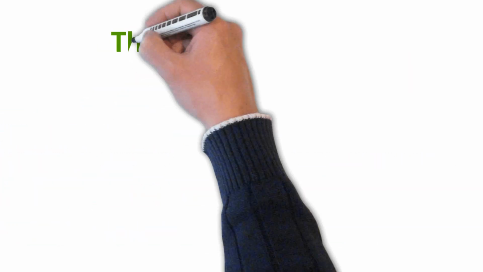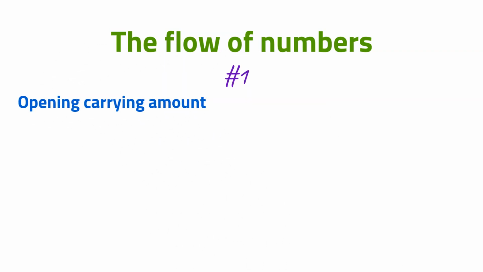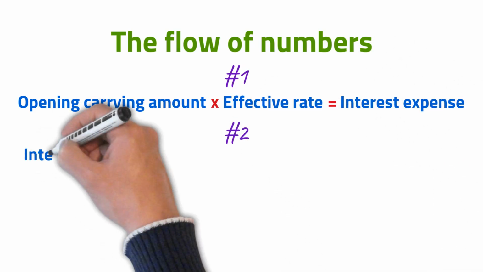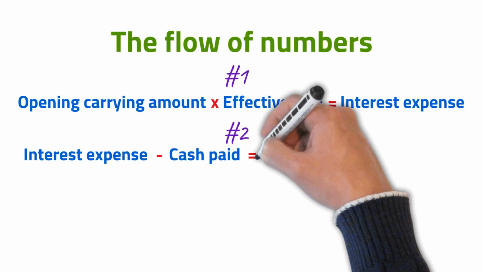Let's have a look at an example. The flow is as follows. Opening carrying amount of the loan multiplied by effective interest rate equals interest expense. Interest expense minus cash paid equals change in carrying amount of the loan on the balance sheet.